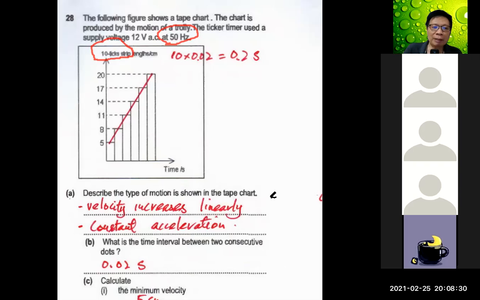All right. Minimum velocity means you take the first one, the shortest one. This one is a minimum velocity. Maximum velocity will be the highest one. So you take this one to find minimum velocity and take the tallest one to find the maximum velocity. Okay, can you all try?